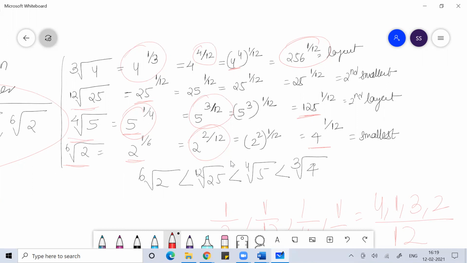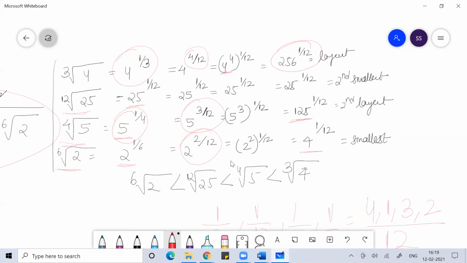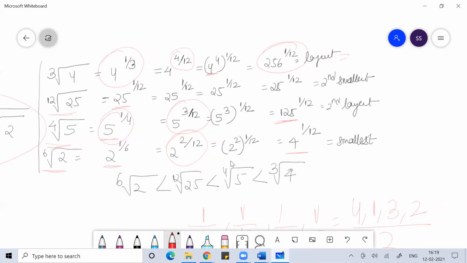So this is basically cube root of 4. This is basically 12th root of 25. This is basically 4th root of 5. This is basically 6th root of 2. And then I wrote them in ascending order.